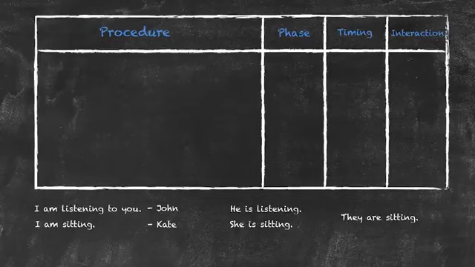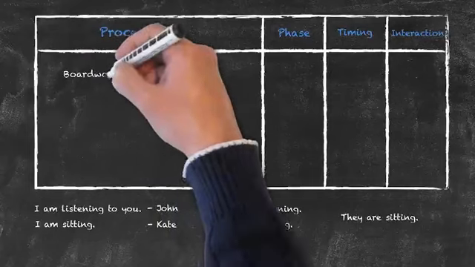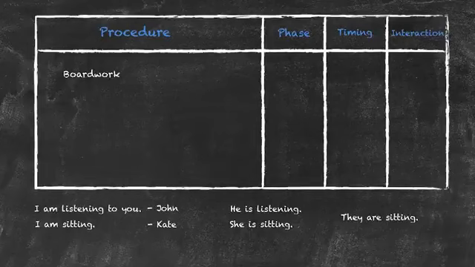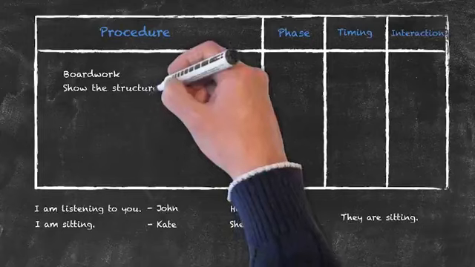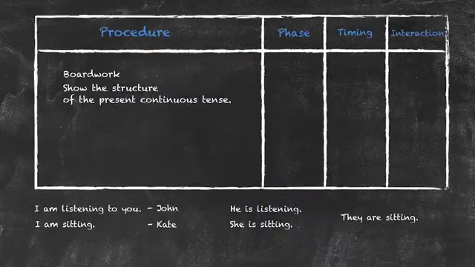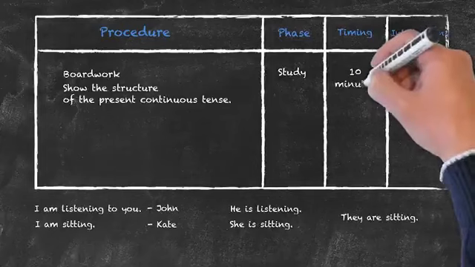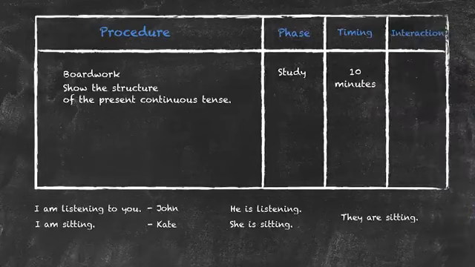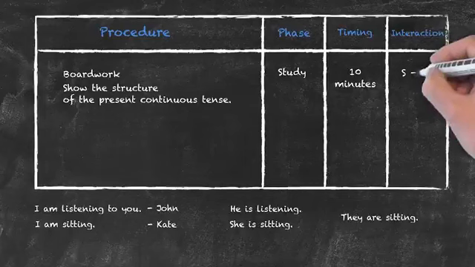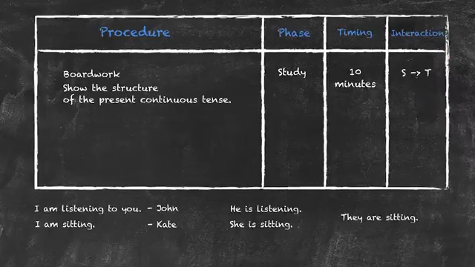So the first part of my study phase is going to be the board work. And I'm going to use the information that I generated in the elicitation part of my engage phase to move on to the actual board work. What I'm going to do is to show the structure of this particular tense. So the phase is study. I'm expecting to take about 10 minutes on this particular part, and again the interaction will mainly be the students talking to me. So how am I going to achieve that with this information?